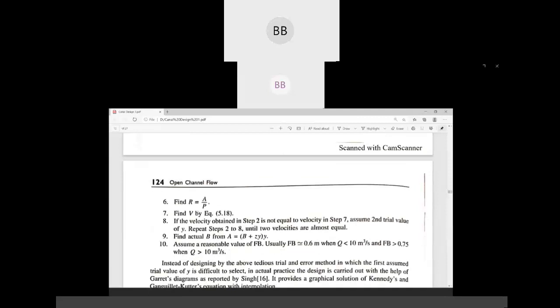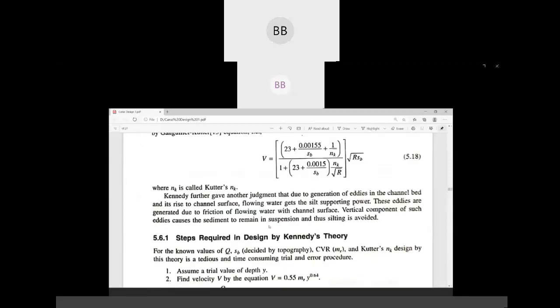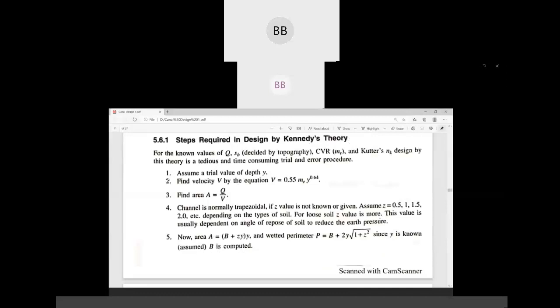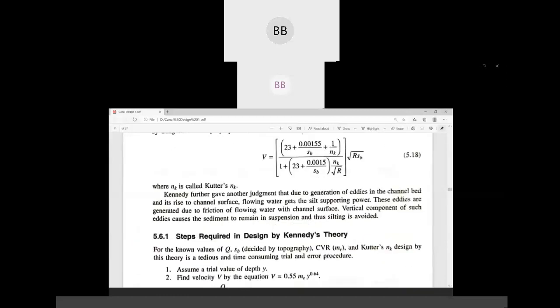Then sixth, we are going to find out the hydraulic mean depth or hydraulic radius by A by P. Then in the seventh step, we are going to find out the velocity by using this equation, that is equation number 5.18. Using this equation, we are going to find out velocity again. See, in step number 2, we have already calculated velocity, and in step number 7, again we are calculating velocity.